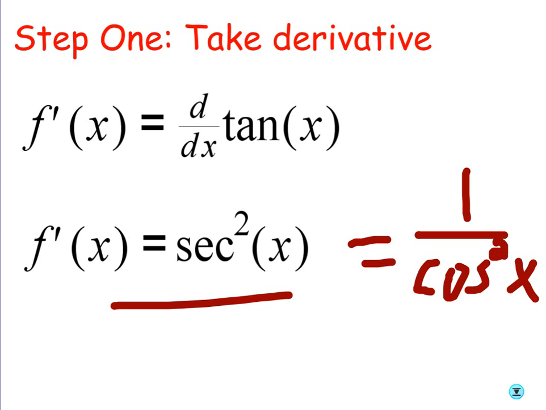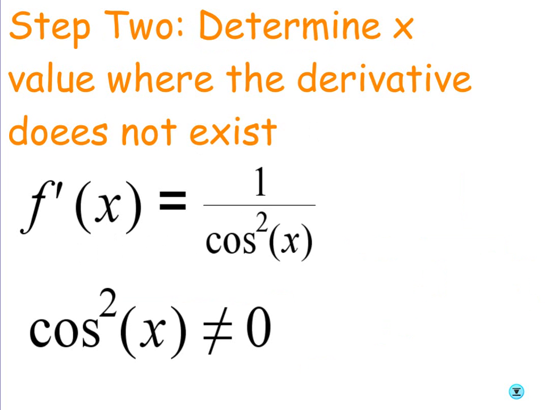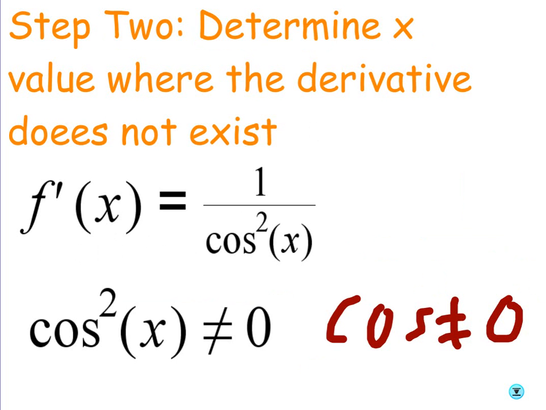And now that we have a fraction, we know the bottom of the fraction can't be equal to 0. So we're ultimately going to be taking cosine squared and setting it equal to 0. Okay, so we know cosine squared is not equal to 0. I'll give you a hint for this one. It's going to be the same as when cosine doesn't equal 0. Because when you take the square root of both of those, you still just get 0 back. Okay, so cosine of x cannot be equal to 0.